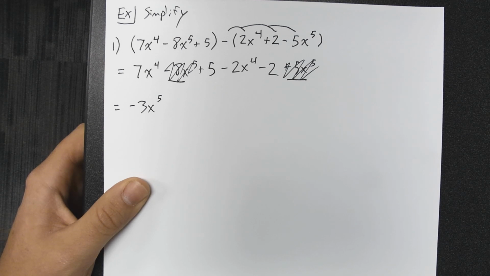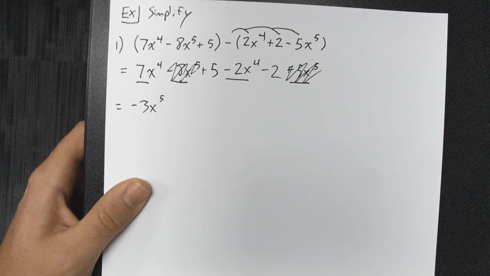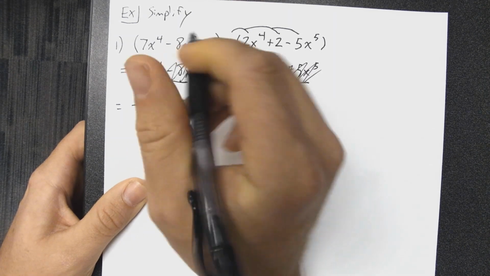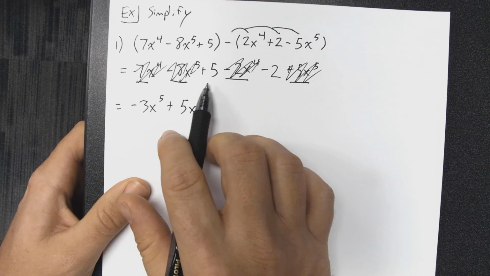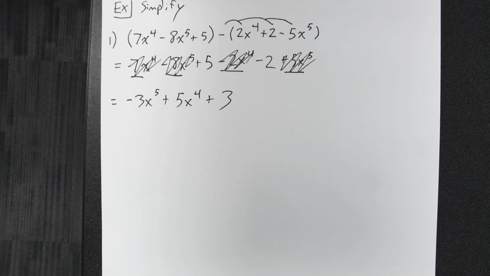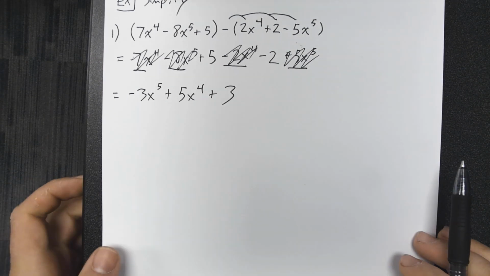Now let's combine all of our x to the fourths, just combining like terms. So 7x to the fourth minus 2x to the fourth, 7 minus 2 is positive 5x to the fourth. Whenever I combine them, I like to lightly scratch them out. And then the last like terms are the constants. 5 minus 2 is plus 3. So this will be very, very similar to one of your problems on today's quiz. So again, in summary, distribute the negative, combine like terms. That's how you subtract polynomials.